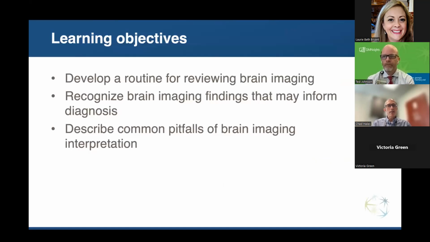So I thought I would take a tiny step back and talk a little bit about routine for reviewing brain imaging, review some of the brain imaging findings that we may see and how they may help inform our diagnosis. And then also I want to hit on some of the common pitfalls of brain imaging interpretation. This includes both reviewing scans and also reviewing reports, which is where I think one of the more challenging things that we see show up in confusion for both providers and patients alike.